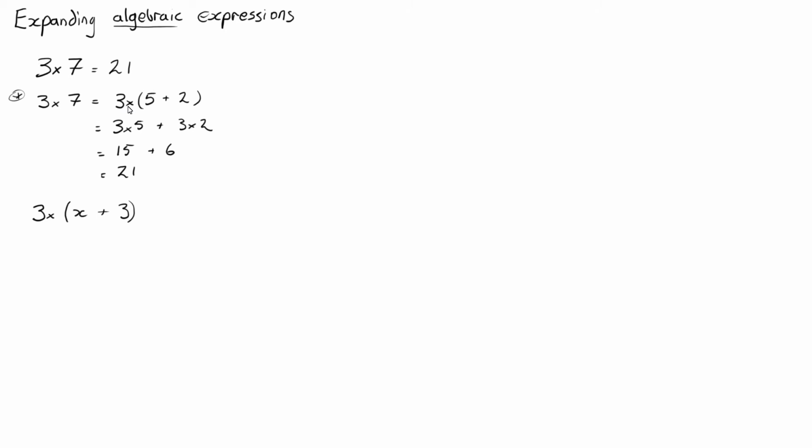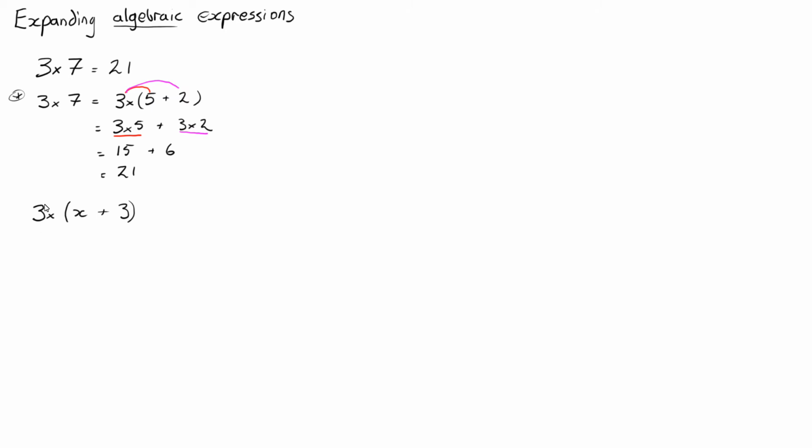So let's have a look back here. I had 3 times 5 plus 2, and what I did was I multiplied the 3 by 5 first, and then I multiplied the 3 by the 2 to give me 3 times 2. 3 times 5 gave me 15, 3 times 2 gave me 6, and I was able to add them together to get 21. So let's apply the same ideas.